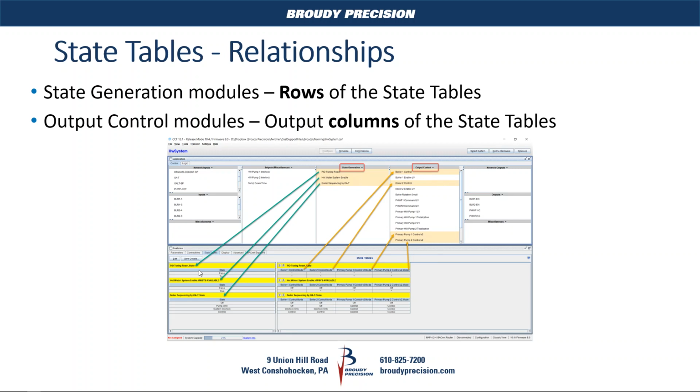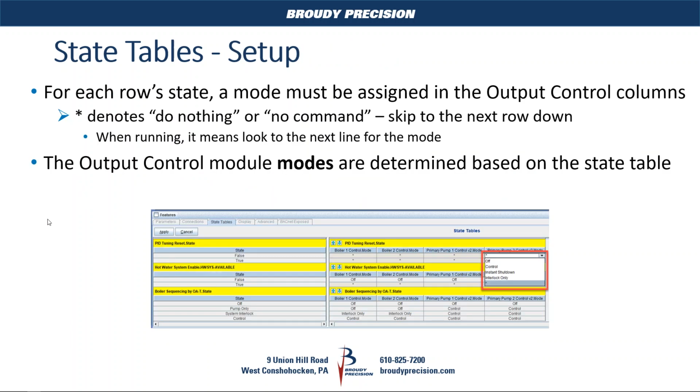So you'll see the rows. If we look, we got the boiler sequencing here with 4 different modes, 4 different states, and then each of those states will determine what the modes are for each of the output control modules for your application. And when setting up state tables, you'll see that for each row's state, a mode must be assigned for each of the output control modules in each of the columns.